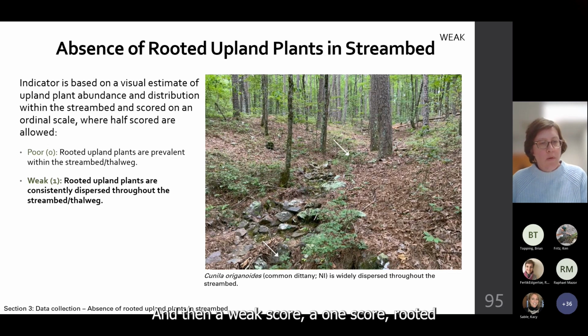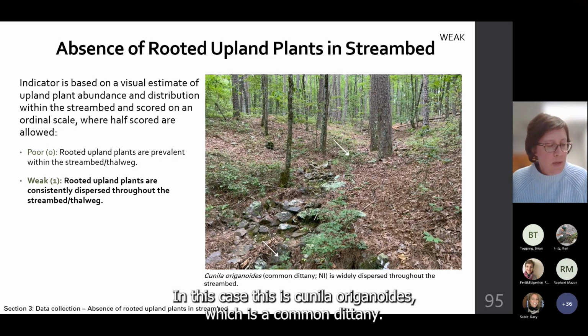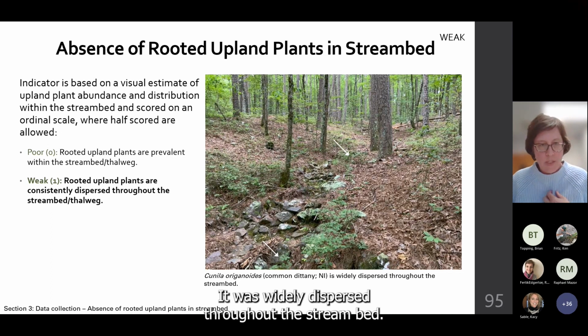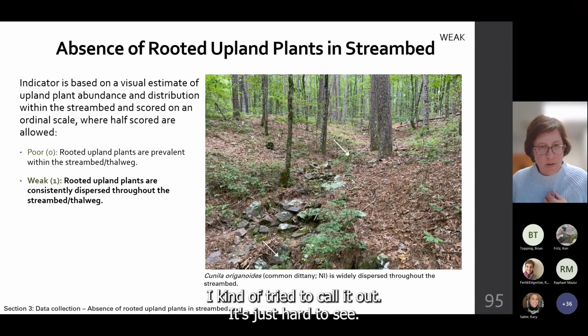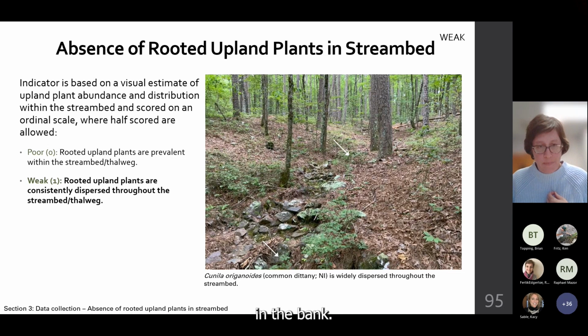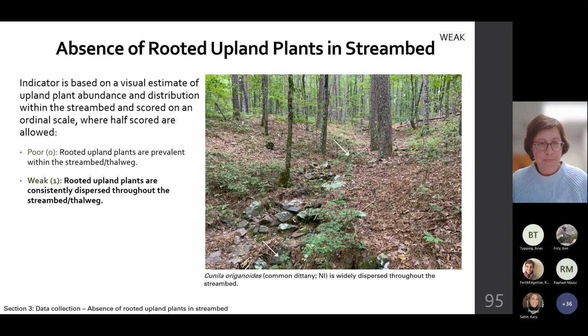And then a weak score, a 1 score: rooted upland plants are consistently dispersed throughout the stream bed. In this case, this is Cunila origanoides, which is common dittany. This has no indicator status. It was widely dispersed throughout the stream bed. I've kind of tried to call it out. It's just hard to see. This right here would probably not count because it was probably rooted in the bank, but I think there was enough of it growing in the channel that it was given a 1.